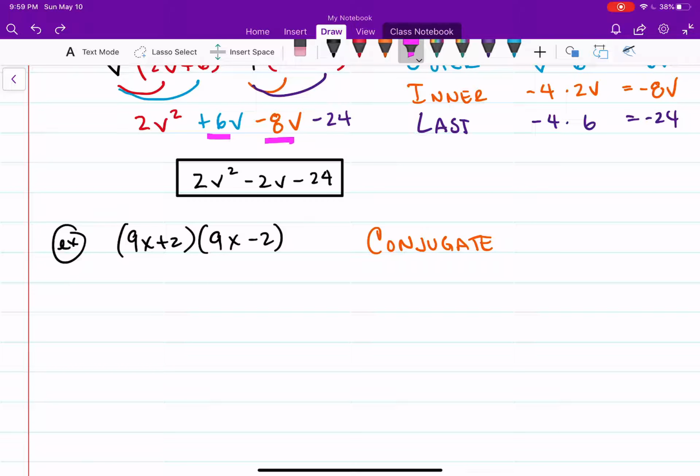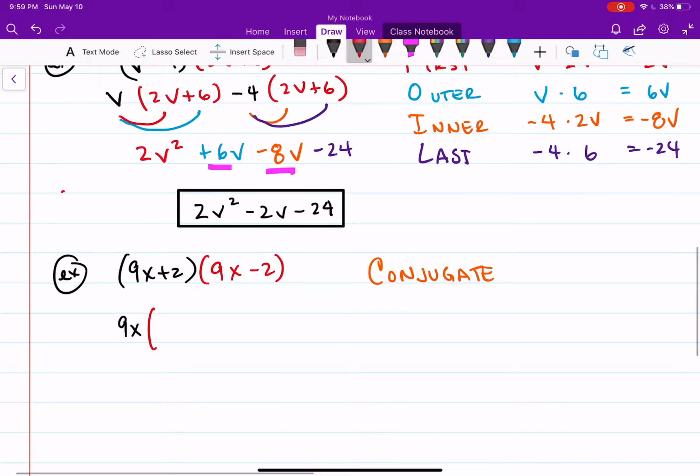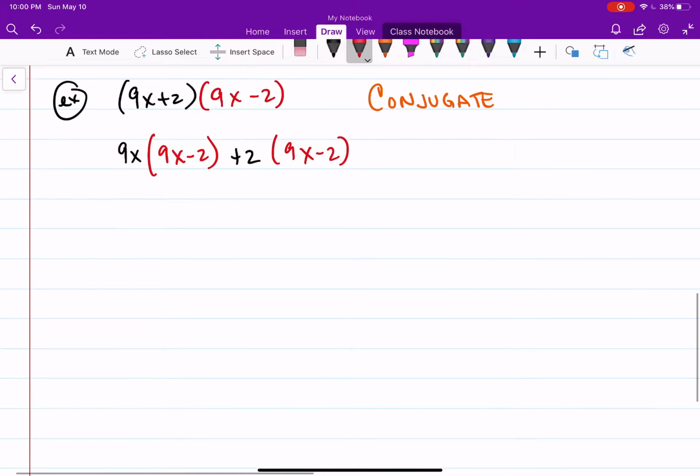Okay? Well, let's see what happens when we double distribute this. Let's do this the same way. So I'm going to take the 9x and multiply it to the 9x minus 2. And then I'm going to take the plus 2 and multiply it to the 9x minus 2, okay? So what do I get?